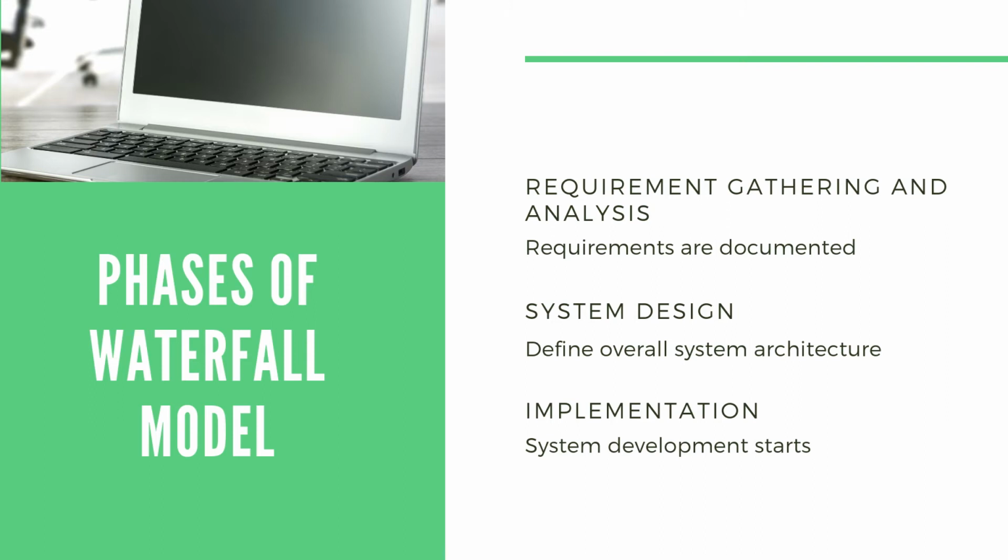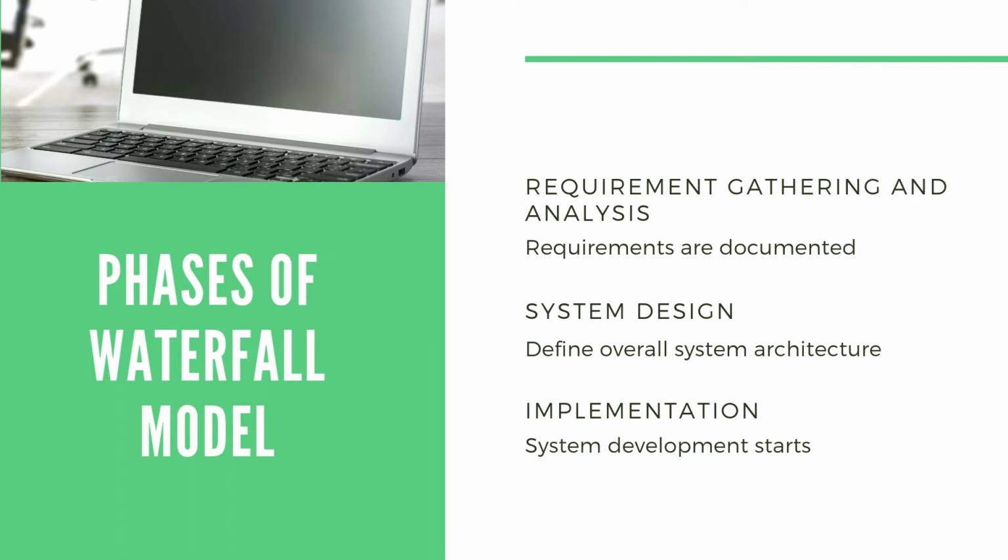First is requirement gathering and analysis. All the possible requirements of the system to be developed are captured in this phase and documented in a requirement specification document, that is the SRS document. The second phase is system design. This system design helps in specifying the hardware and system requirements and helps in defining the overall system architecture.